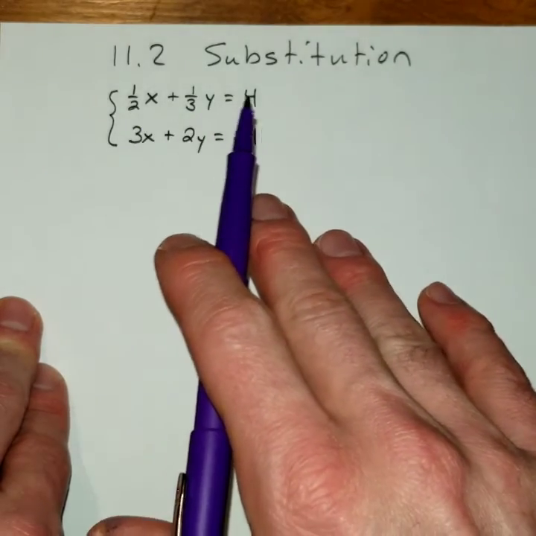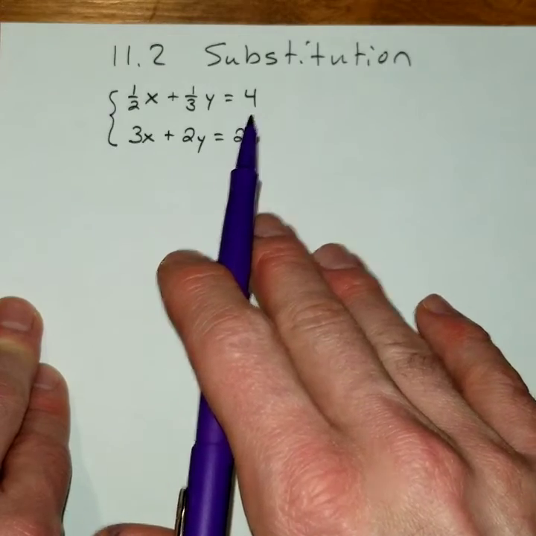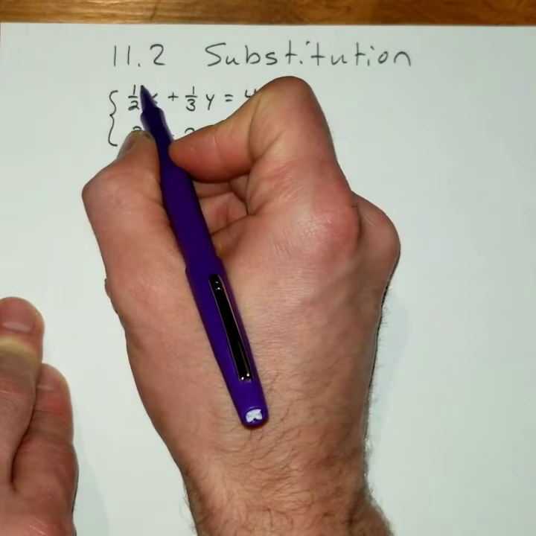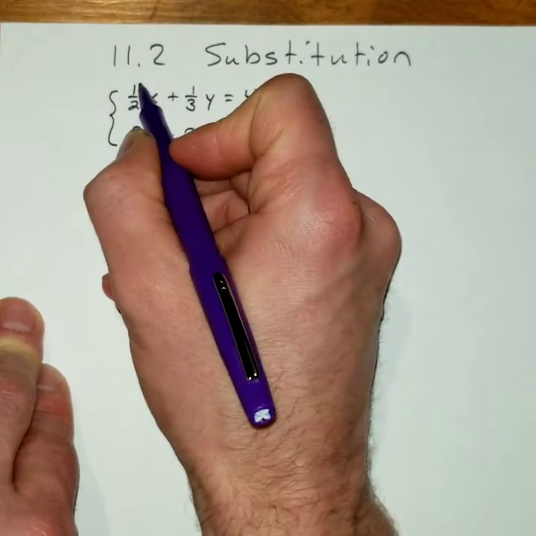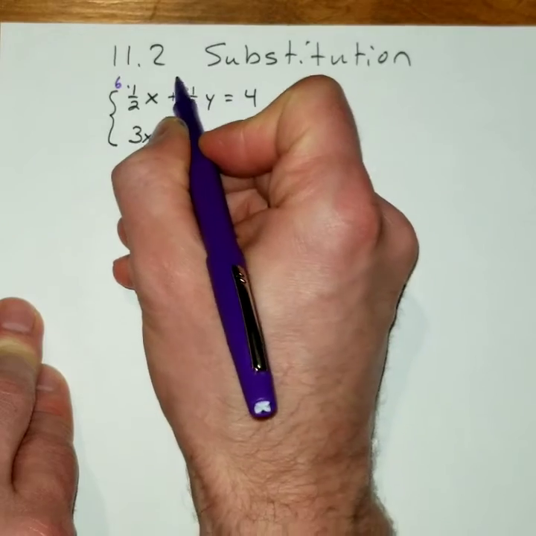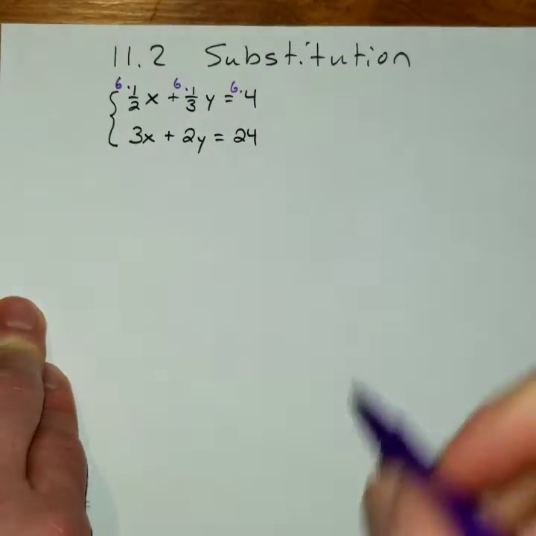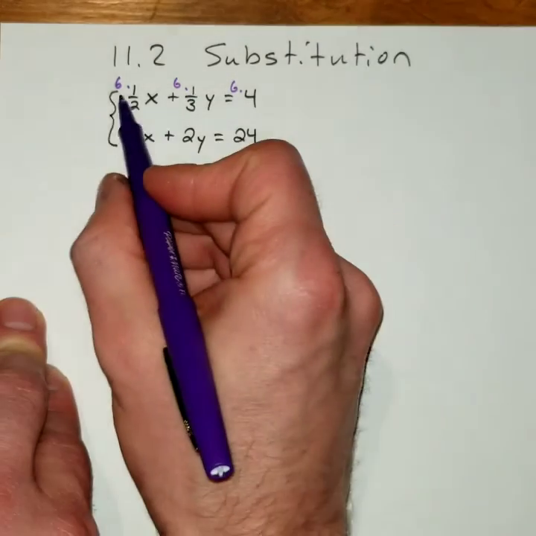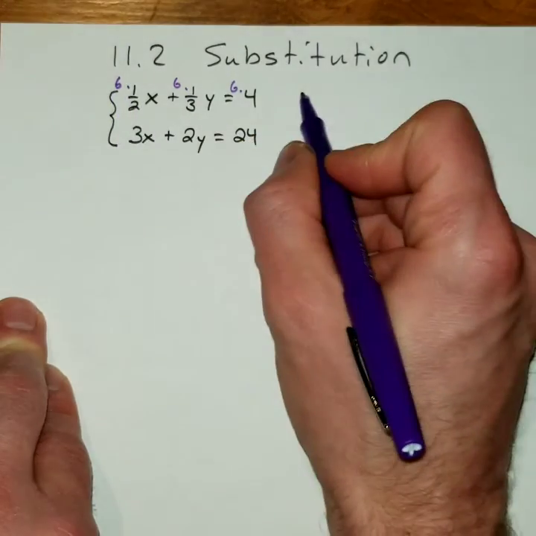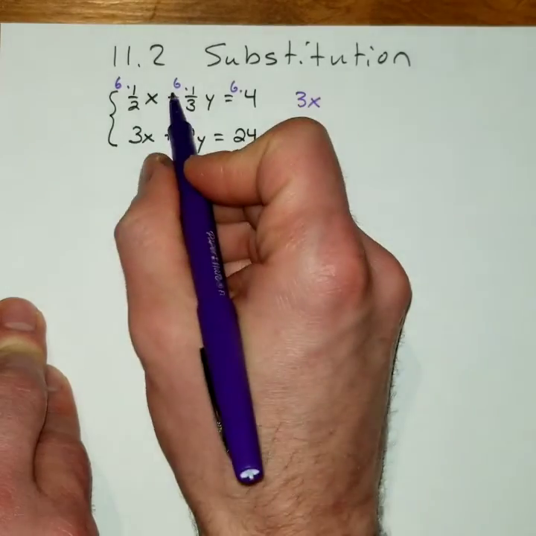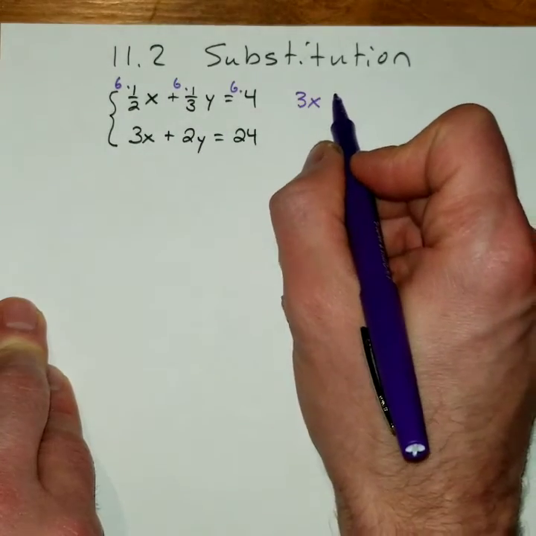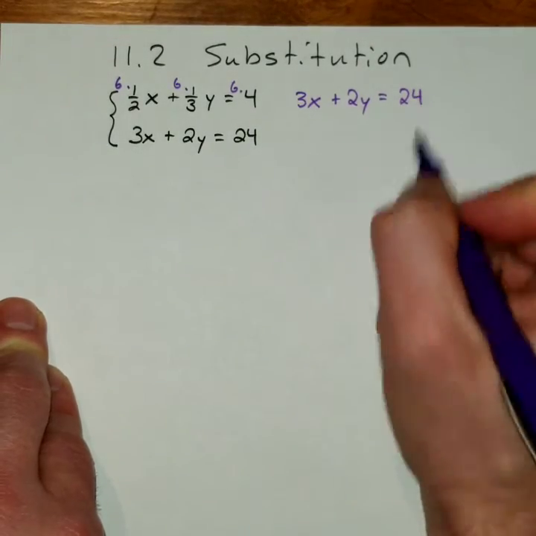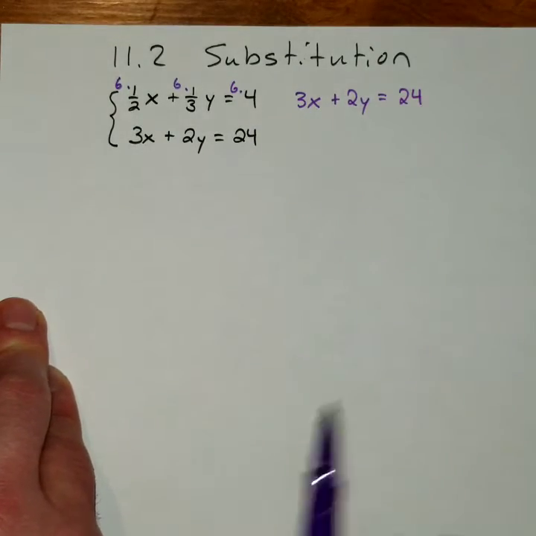The LCD in this case is 6, and so I can multiply both sides of this equation by 6. Multiply by 6, multiply by 6, multiply by 6. Both sides results in all terms being multiplied. 6 times a half is 3. 6 times a third is 2. And 6 times 4 is 24. Okay, so that's the first equation.